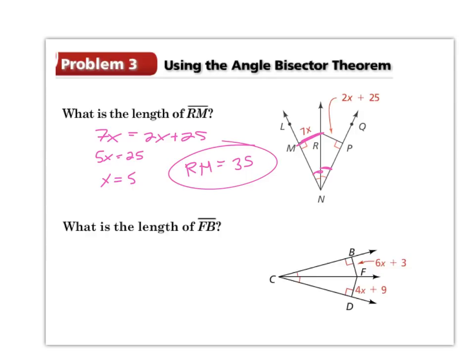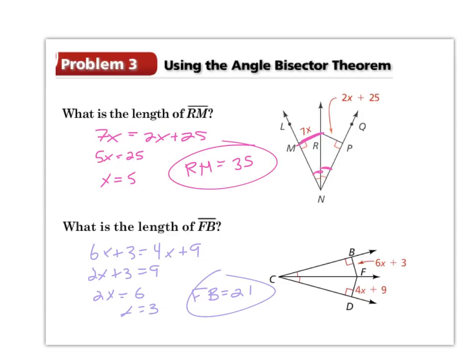All right, on this second one here, go ahead and pause, work through it on your own, and then come back and check your answer. Similar to the last one, we set those two parts equal to each other, solve for x, and then substitute x back into our expression, and we find that the length of FB is 21.